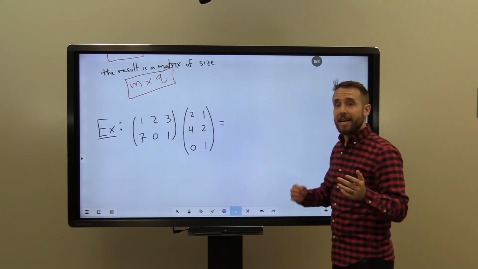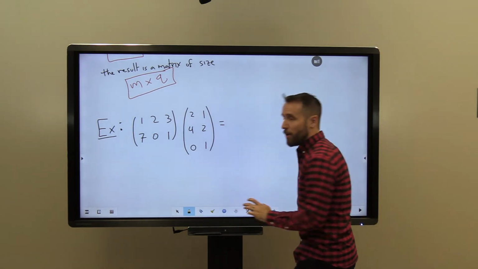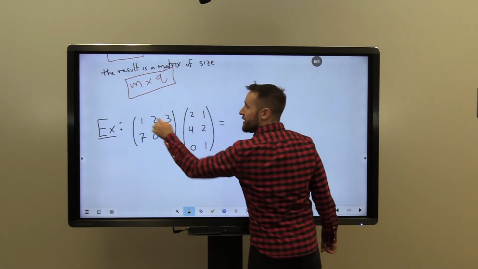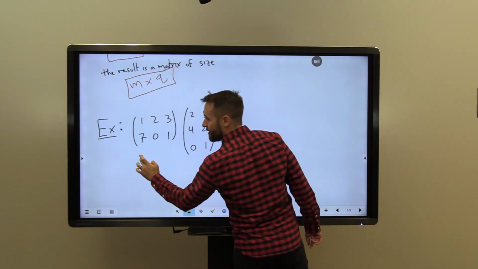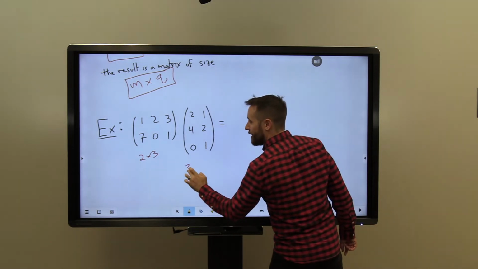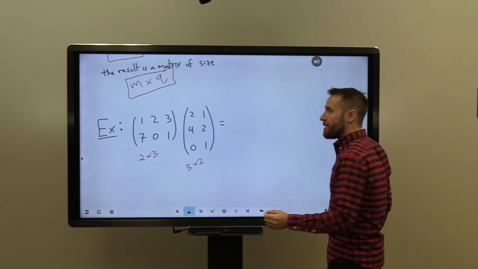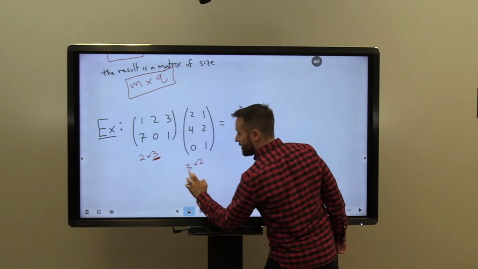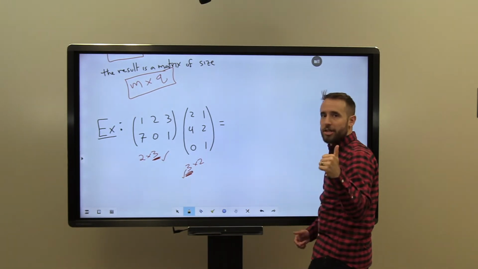Right, so here's an example. We've set up two matrices, and we can do a quick check to see if we even can multiply these together. This matrix here is a 2 by 3. It has 2 rows, 3 columns. This matrix is a 3 by 2. It has 3 rows and 2 columns. And we just check and confirm that the number of columns of the first one is equal to the number of rows of the second one. And they are, check, check.